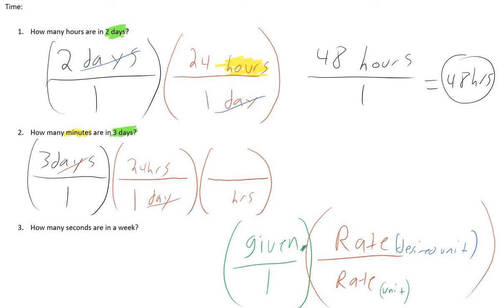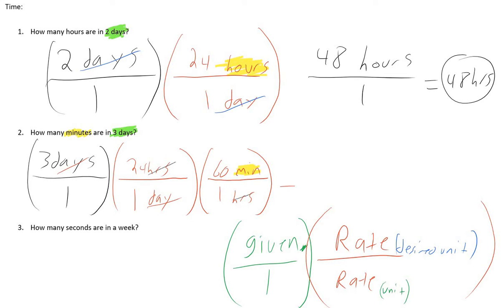And we think about hours. What's the next smallest unit for that? That's going to be minutes. And what we know is that 1 hour is 60 minutes. And now, right there, what we see is that minutes is our desired unit. We see that hours is canceled out.